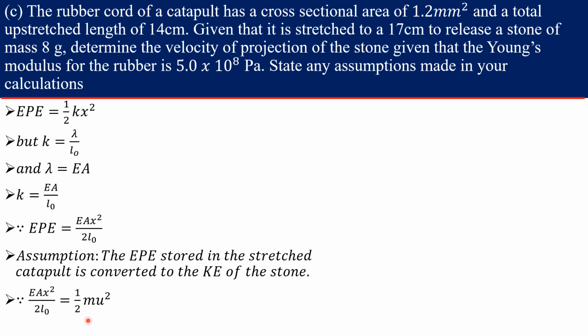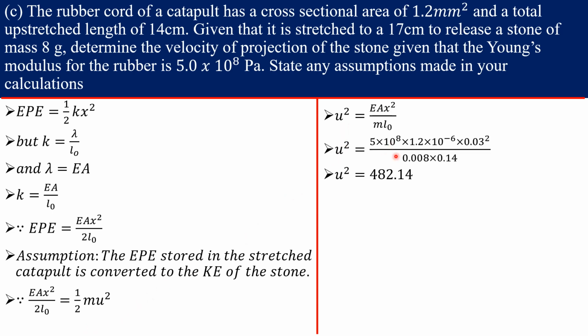All of that has to be equal to the kinetic energy of the stone. We'll make U the subject. You have this first, so U squared is that. So our U is about 22 meters per second.